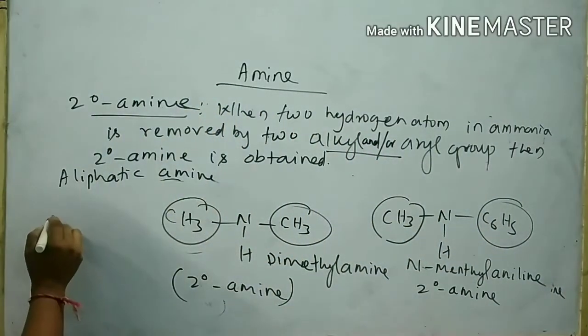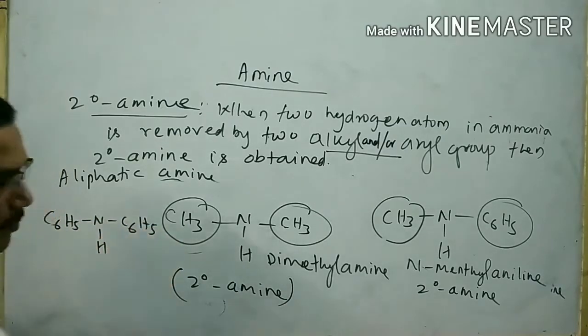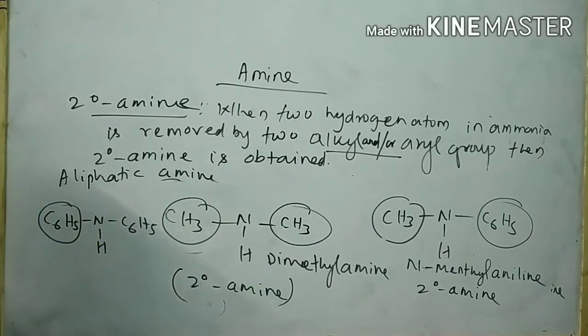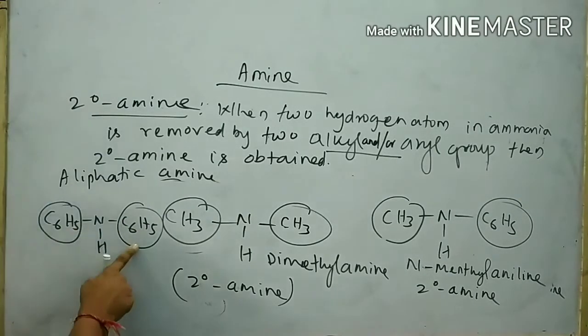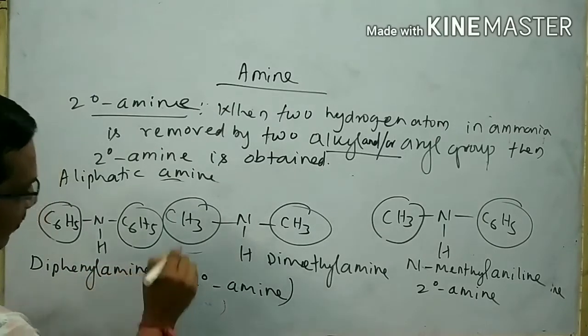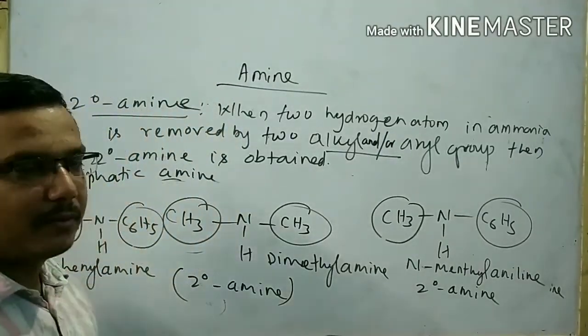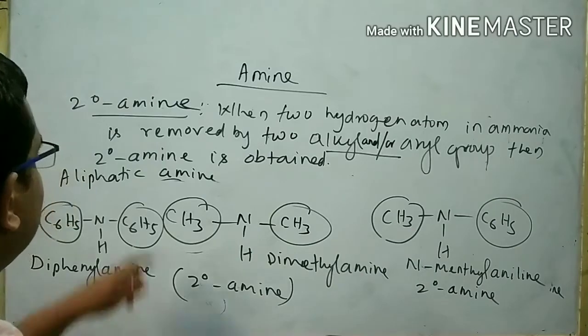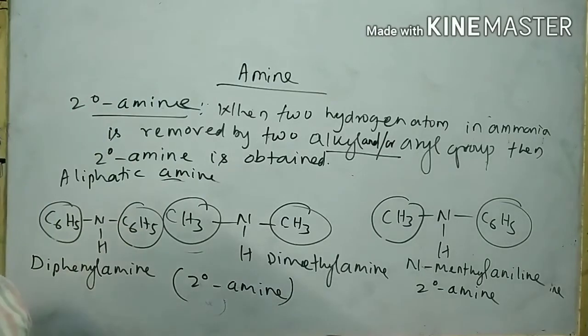Suppose take another example, C6H5-NH-C6H5. Here one is your phenyl group, another is your phenyl group. This is aromatic, this is aromatic. This means this is aryl group, this is also aryl group. The name of this compound is diphenylamine. From the examples, it is concluded that when two hydrogen atoms in ammonia are removed by two alkyl and or aryl groups, then 2 degree amine is obtained.